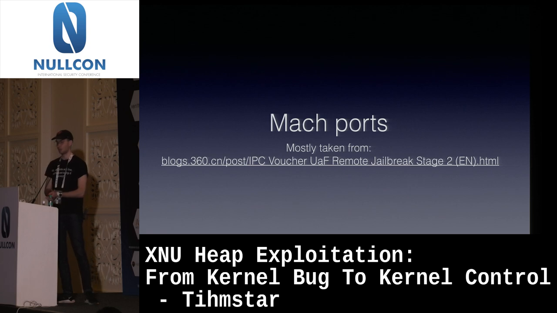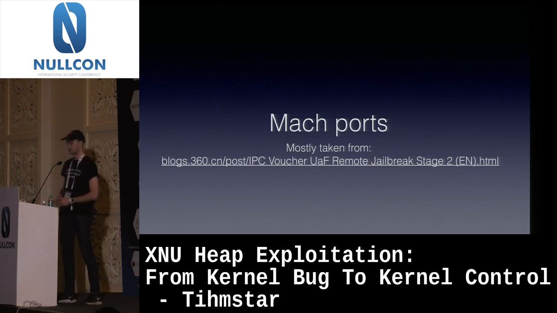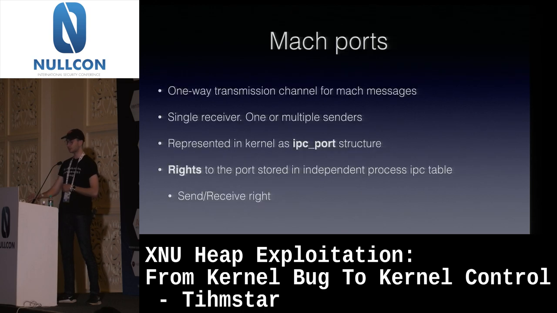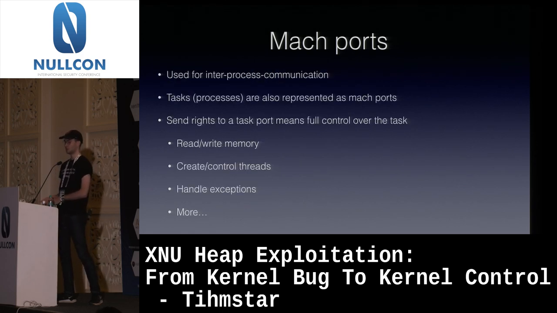So, Mach ports. This part is mostly taken from the blog post from blog.360.cn. What is a Mach port? A Mach port is a one-way transmission channel for Mach messages. There is a single receiver, and there can be one or multiple senders. In the kernel, these are represented as IPC port structures. Rights to the Mach ports are stored in an independent per-process IPC table. So every process knows what send or receive rights it has to what ports.